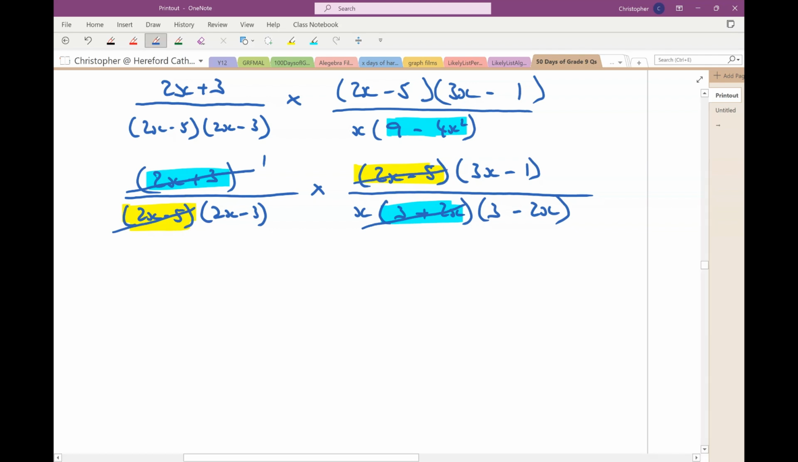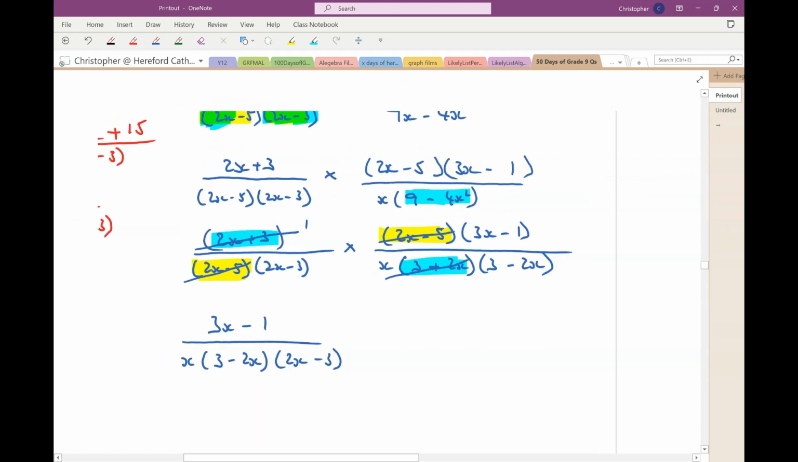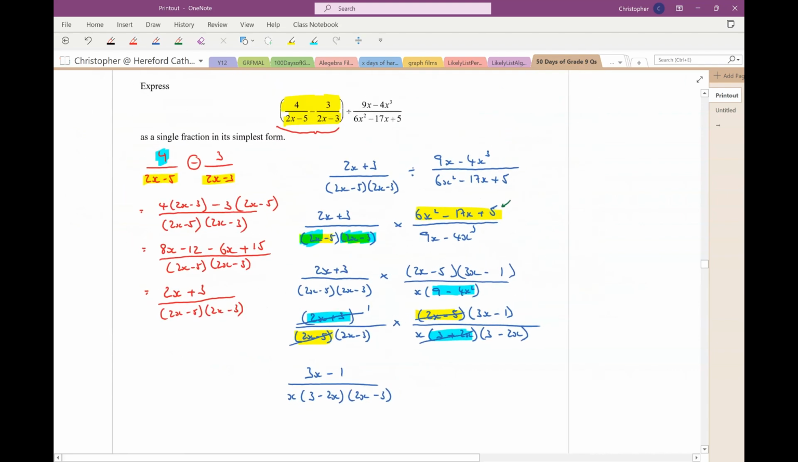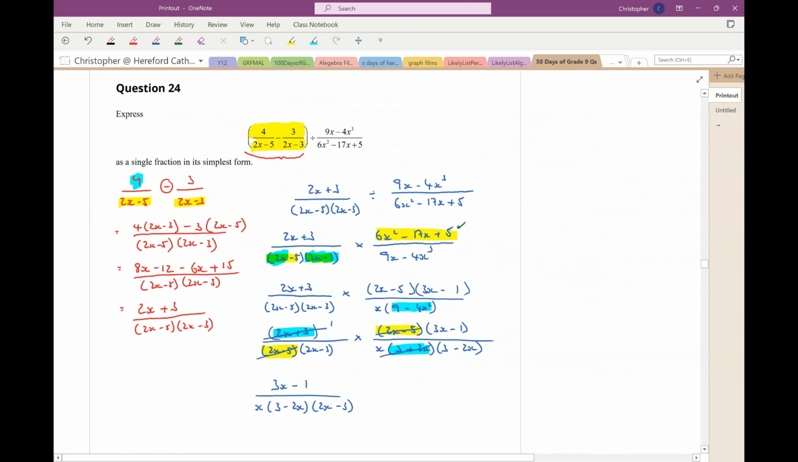So I'm left with the top times the top, which is going to be the 1 times 3x minus 1. So I'm left with 3x minus 1 over. Now I'm doing the bottom multiplied by the bottom. So I've got x multiplied by 3 minus 2x multiplied by 2x minus 3. And there's my denominator. Now, of course, you could multiply out that denominator, but I'm not sure that really makes it simpler. So I'm going to leave my answer to question 24 as that. And that is question 24 done.